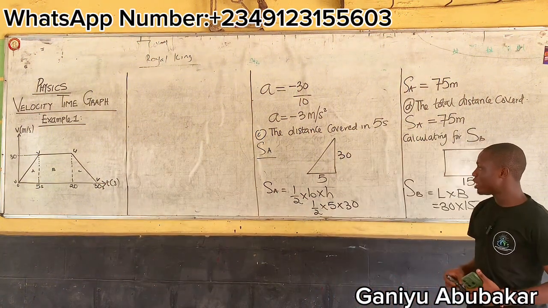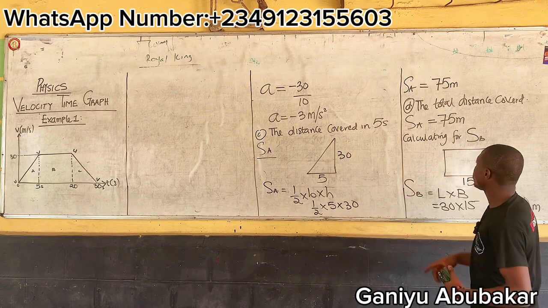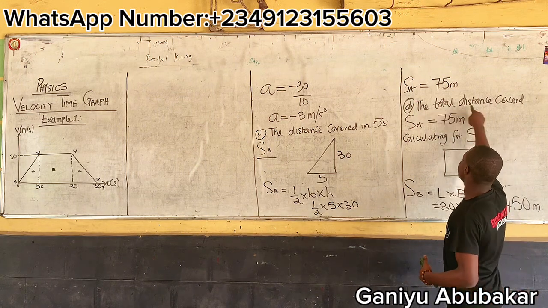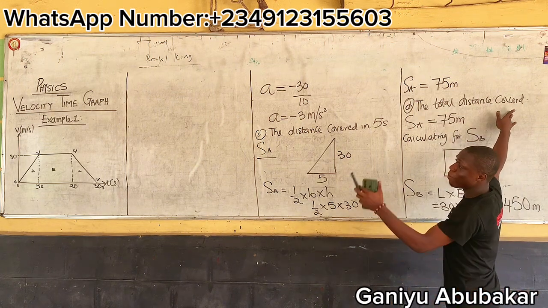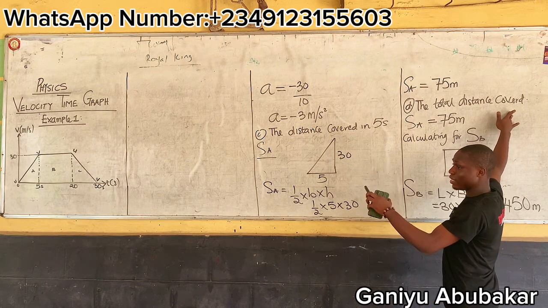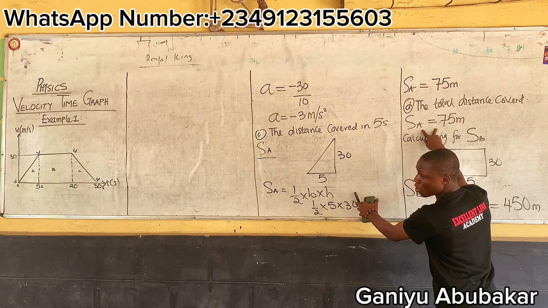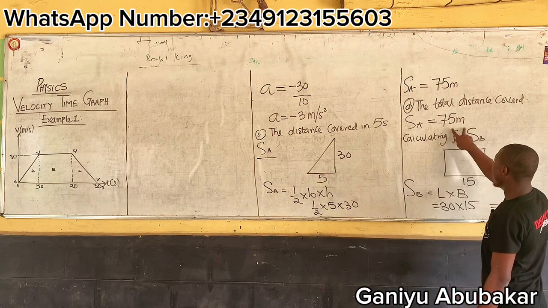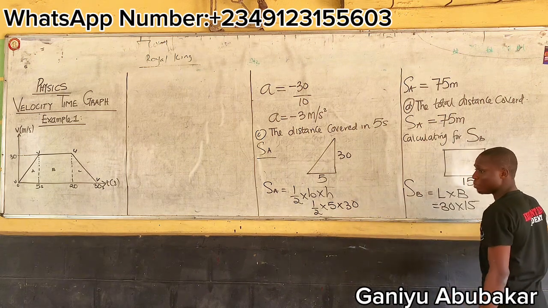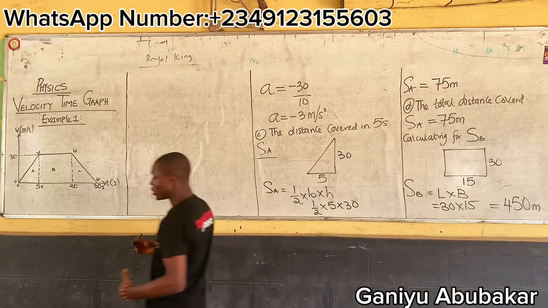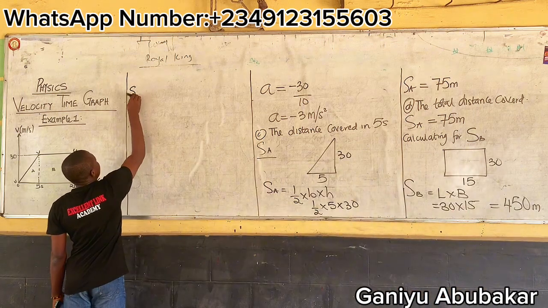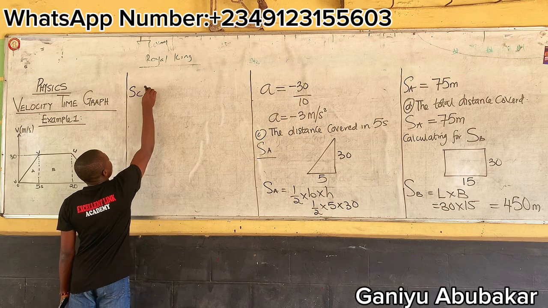Let's proceed, please. The question says the total distance covered, and I have A, B, and C. I've done A initially and put my answer here. I've done B now, which is 450. Let's get the distance at section C.